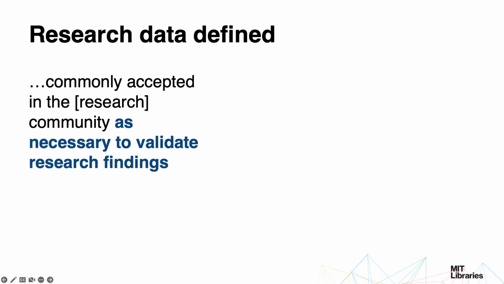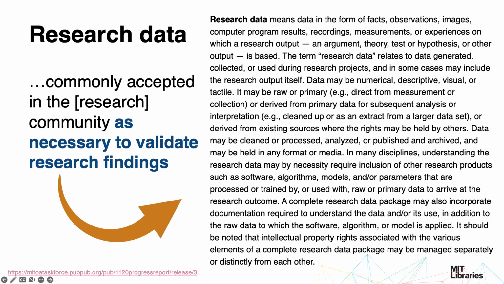So what I'd really like to highlight here in this definition around research data is that it is commonly accepted in the research community. So community plays a large part in defining what is in fact necessary to validate those research findings. And we can see here that it can mean data in all sorts of forms, right? It's facts, it's observation, it's images, and it's also the materials that are necessary to understand and use those facts, those other materials that are collected.